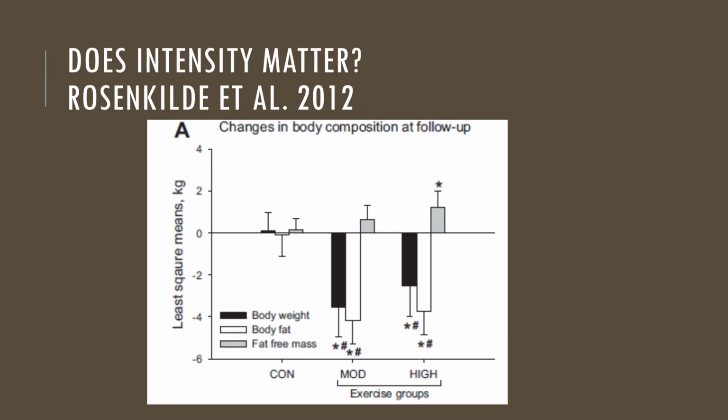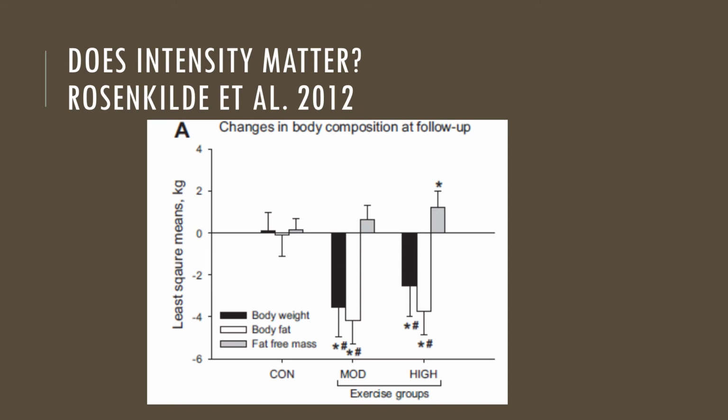So the black bars are body weight, just your weight overall. The white bars are body fat, and the gray bar is fat-free mass or muscle. So the control group, there was no change in weight, fat, or muscle mass, which is what we would expect. The moderate intensity group lost weight. They lost body fat, and they gained a little bit of muscle mass, but not a lot.